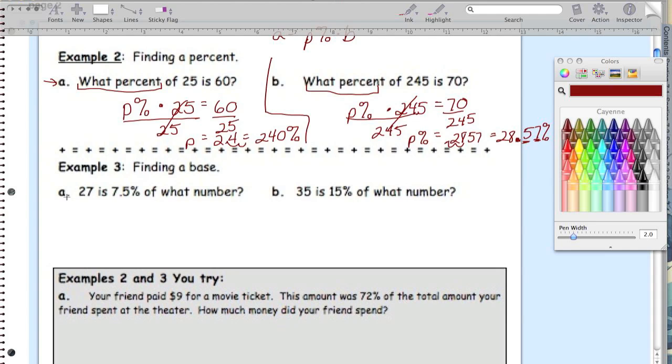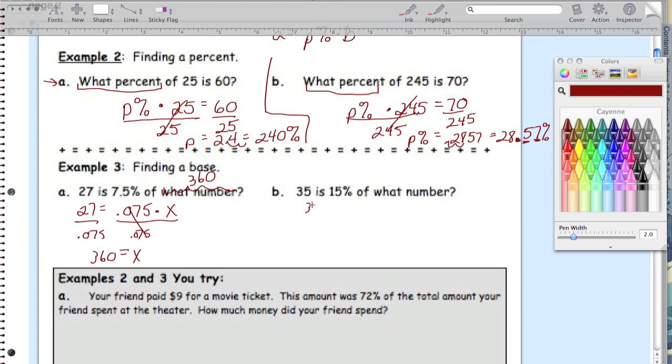All right, example 3, finding a base. 27 is 7.5% of what number? So 27 is equals 0.075 of is multiply. What number is x? Divide by 0.075, divide by 0.075. Those cancel, and 27 divided by 0.075, we find that x equals 360. If I check it, 27 is 7.5% of 360? Yeah, definitely makes sense, because 10% would be 36.